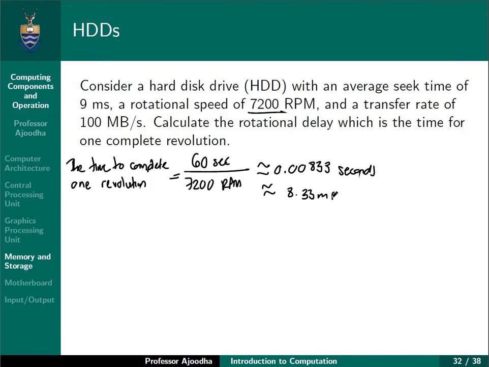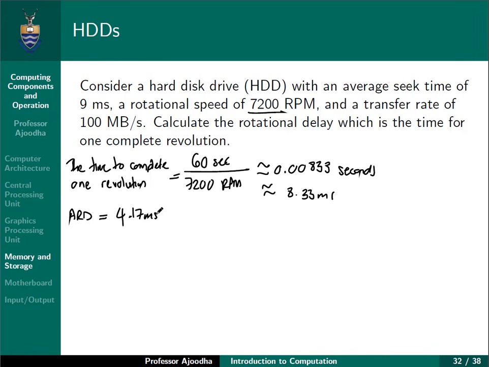Then the average rotational delay will be half the time of the complete revolution, as the sector can be anywhere on the disk. So we can say that the average rotational delay is approximately the revolution time divided by 2. Must I write it down? Yeah, I think so. So the average rotational delay is equal to 4.17 milliseconds.